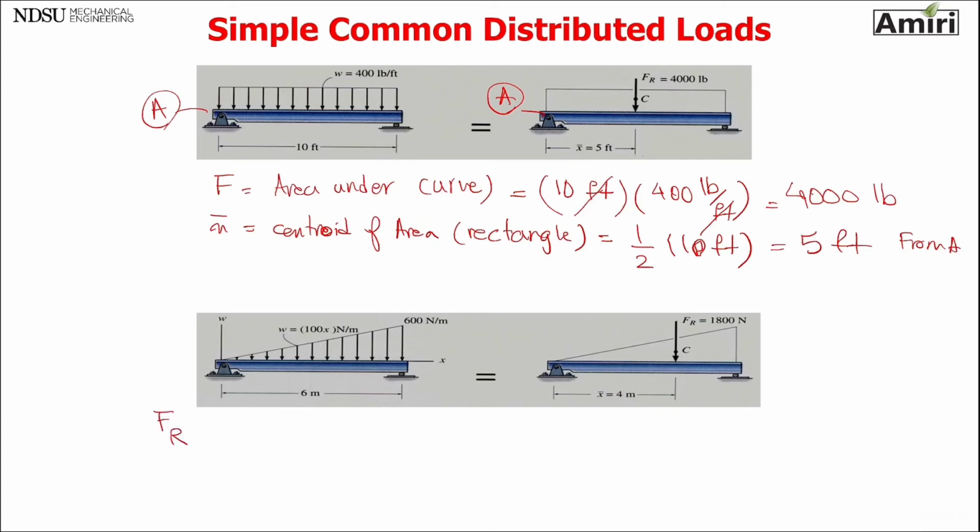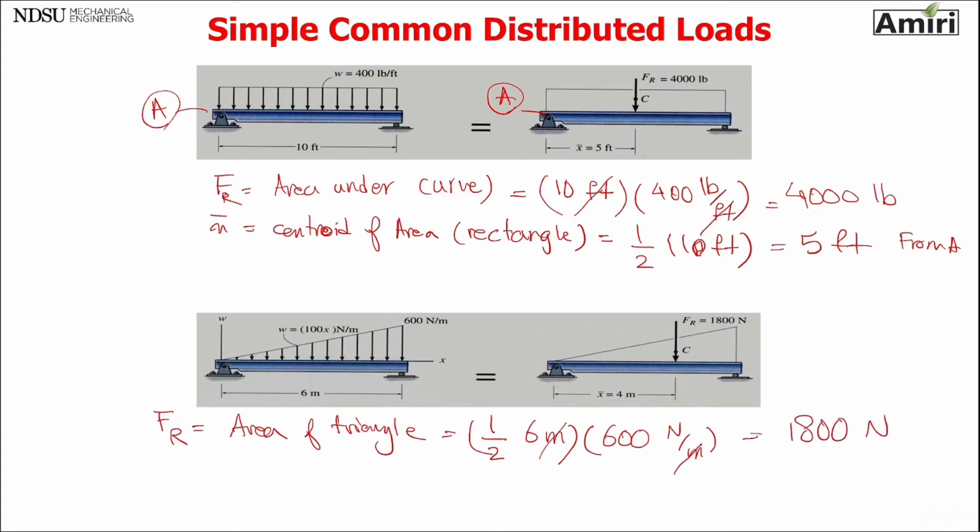Again, same thing. FR is area of triangle, which is half of its base multiplied by 600 Newton per meter. Meters, 3, 6, 1800 newtons. That's my FR. X is located at 1/3 of 6 meters from base.